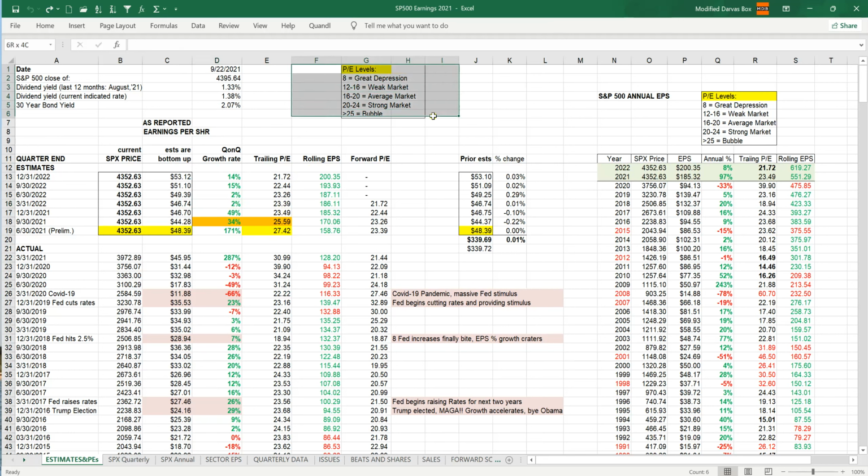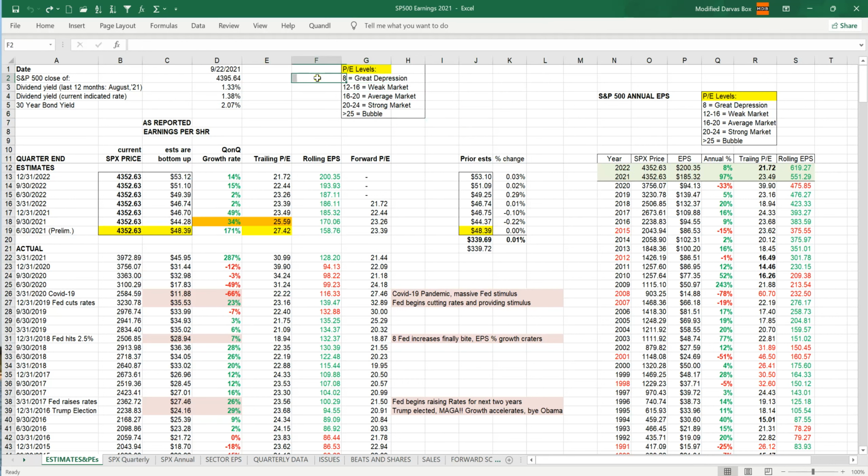Now up here in this box, I created this because I came up with some levels as to how we evaluate what the PE is. Is it expensive? Is it cheap? People on CNBC use those phrases all the time. Oh, this market's so cheap. Oh, this market's too expensive. As they do their thing. Well, what exactly does that mean? So I came up with this table.